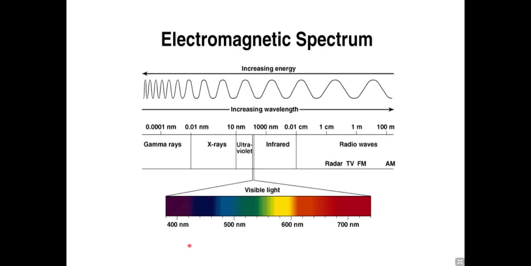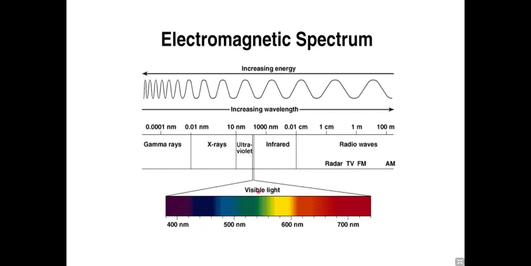As we can see, this is how the energy and wavelength relate to each other. Increasing wavelength means decreasing energy. They work oppositely. And then for wavelength, we have different categories, from very small 0.001 nanometer to 100 meter. This is the energy: radio wave, infrared, ultraviolet, X-ray or gamma rays.